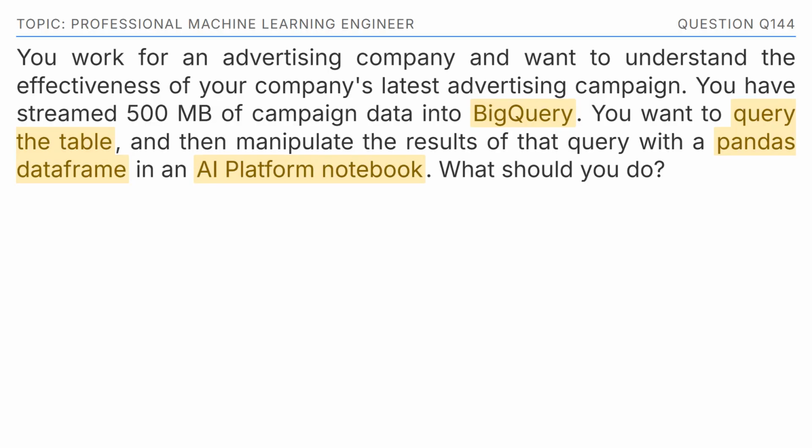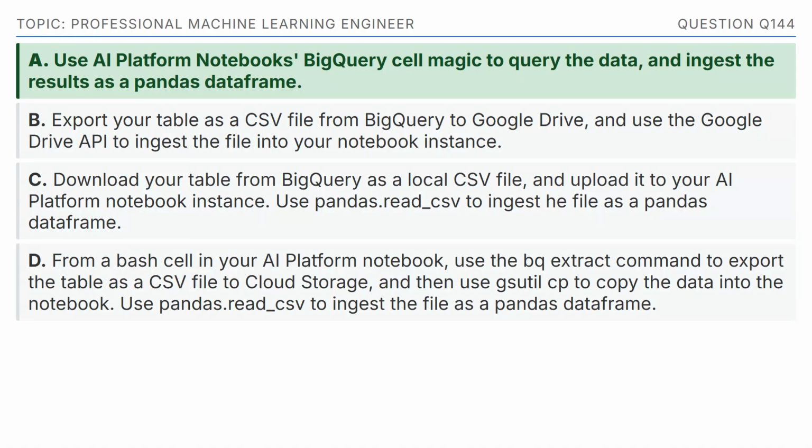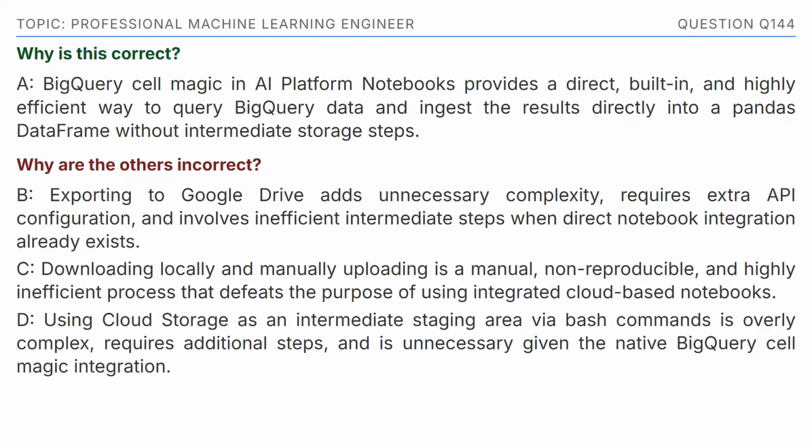To arrive at the correct answer, we focus on the keywords: BigQuery, query the table, pandas data frame, AI platform notebook. The correct answer is option A. Use AI platform notebook's BigQuery cell magic to query the data and ingest the results as a pandas data frame. Why is this correct? A. BigQuery cell magic in AI platform notebooks provides a direct, built-in, and highly efficient way to query BigQuery data and ingest the results directly into a pandas data frame without intermediate storage steps.